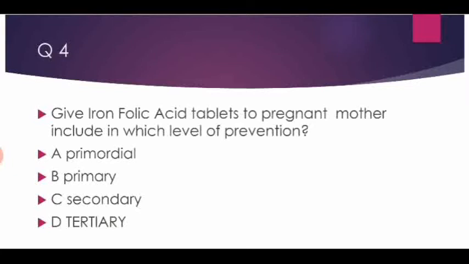The next question: giving iron folic acid tablets to a pregnant mother is included in which level of prevention? So here the aim is specific protection against neural tube defects. Okay, so it is included in the primary level of prevention. So giving iron folic acid or any chemoprophylaxis drugs is included in the primary level of prevention.